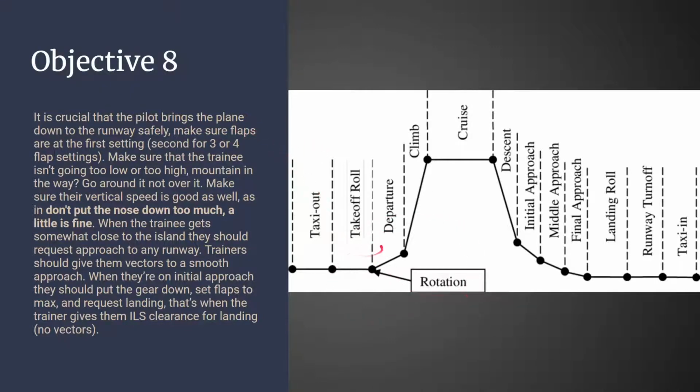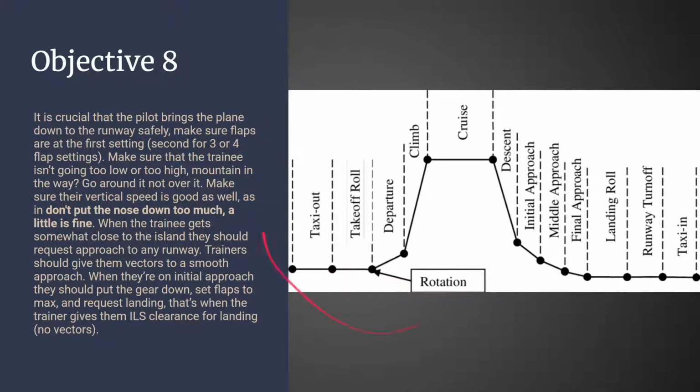So when the pilot starts descending, they should set their flaps to 1. Now, some planes are different. Some planes have up to 4 flap settings or up to 3 flap settings, but for most planes that we use, they have up to 2 flap settings. So, for either flap setting max, once they begin their descent, they should set their flaps to 1.